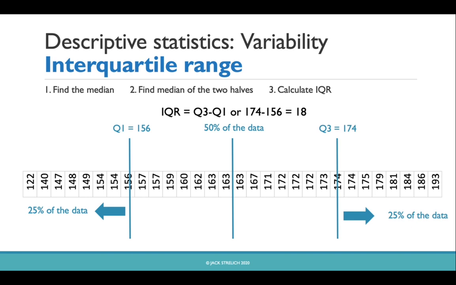Thus, our interquartile range is the difference between these two scores. 174 minus 156 gives us an interquartile range of 18. In much the same way that range, in general, only pays attention to the extreme values of the distribution, the interquartile range only pays attention to the middle 50% of the distribution.